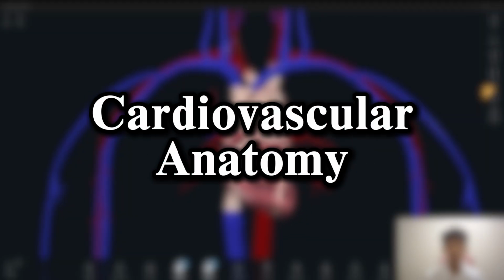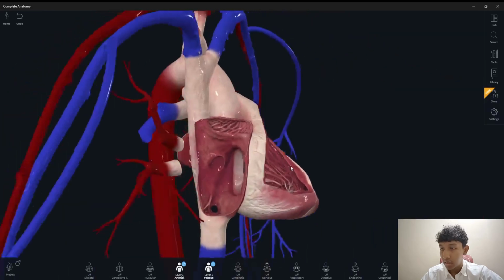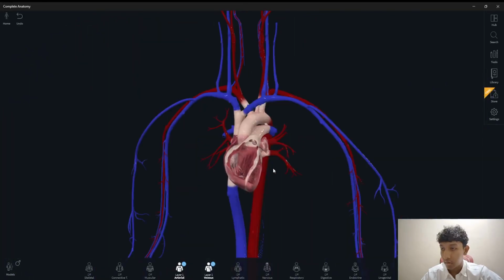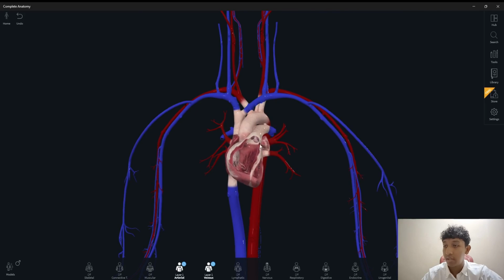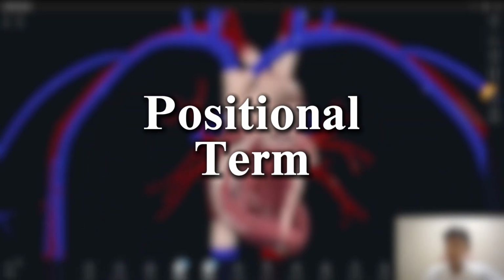So now we are going to look more in depth at what the heart actually looks like, and from there we're going to know the parts and the anatomy of the heart. If you look here very quickly, you can see that these are the heart. Before we actually learn about the anatomy of the heart, the first thing that you need to know is the medical terms for position.